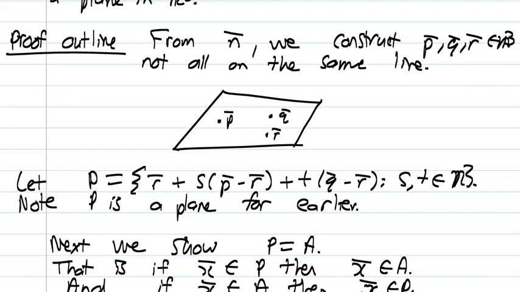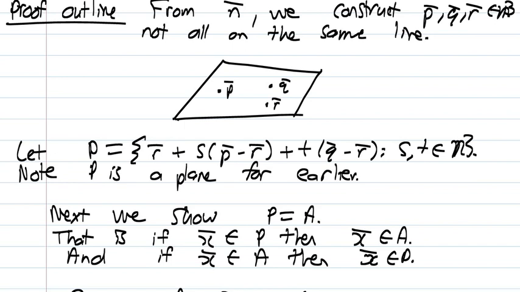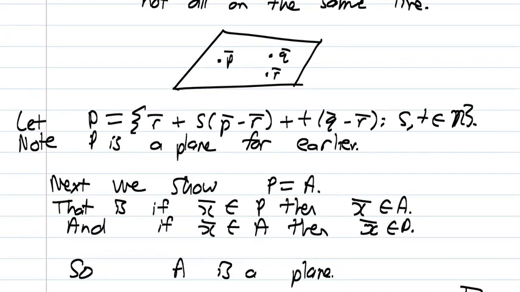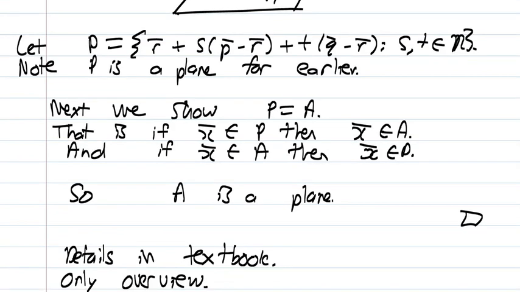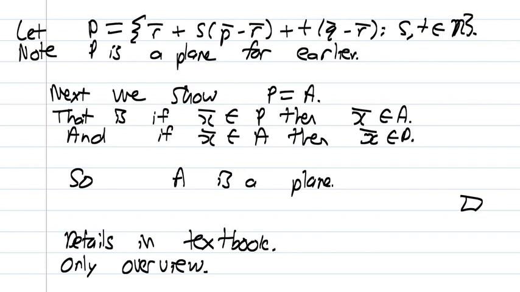Now, remember from set theory, how do you show that two sets are identical? You need to do two things. You need to show that if x is an element of P, then x is an element of A. That's job one. And then job two is you've got to show that if x is an element of A, then x is an element of P. And once you've done that, then you know that set P and set A are the same. Now remember, P from earlier is a plane. And if P and A are the same set, then A must be a plane. And there you go. The details are in the textbook. So if you want more details, please read the textbook. But this is just a brief overview.